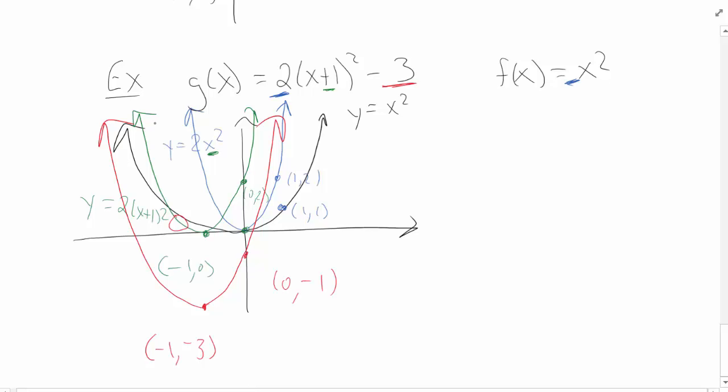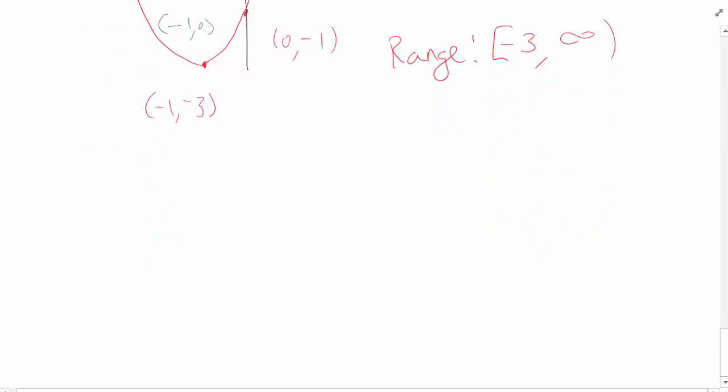So once you now know what a graph looks like, it's a lot easier to talk about the range, because we usually have an easier time if we know what the graph looks like to talk about the range. So it looks like this one has a range, starts at negative 3 and then heads on to forever.